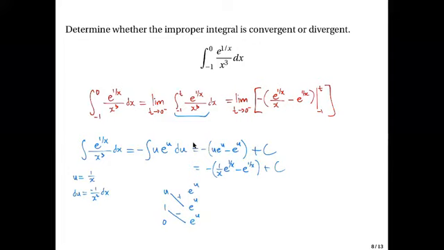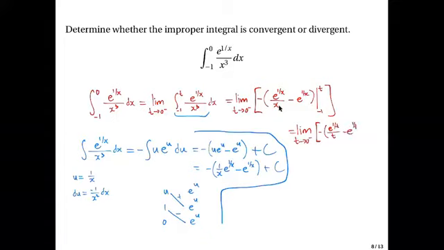So if we evaluate this, we will have the limit as t approaches 0 from the left: negative e raised to 1 over t, minus e raised to 1 over t, and then minus quantity e raised to negative 1 over negative 1 minus e raised to negative 1.